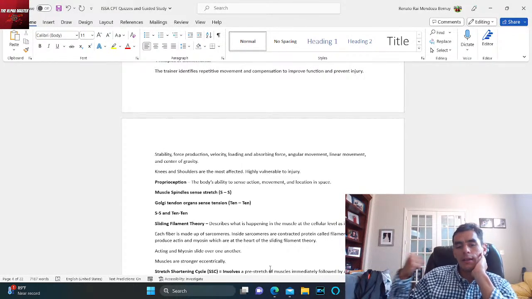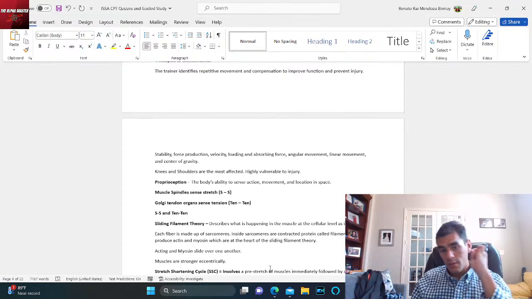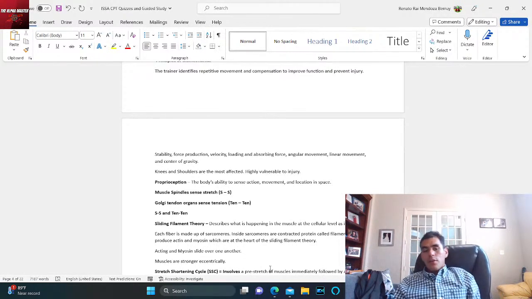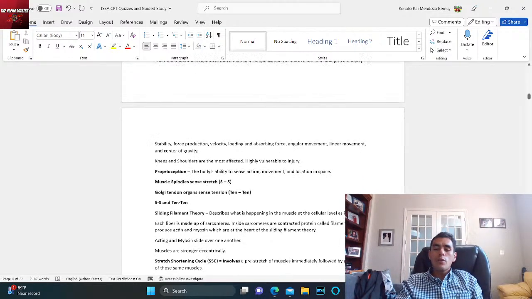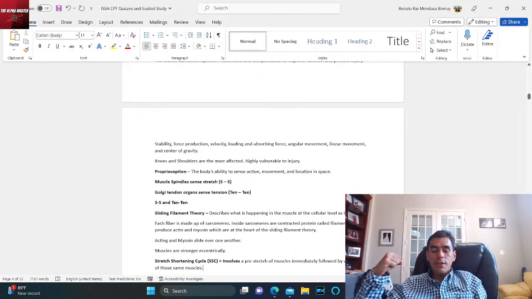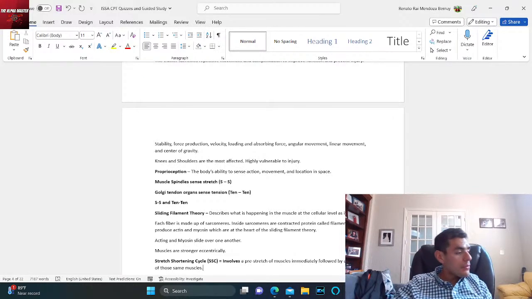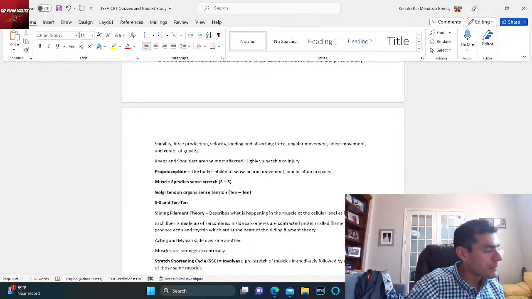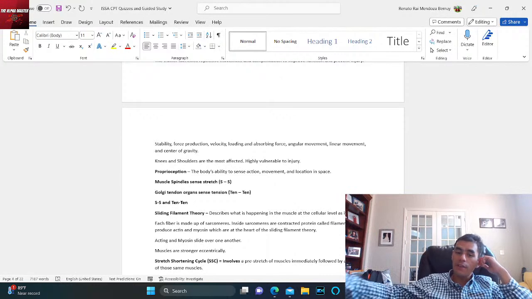The stretch shortening cycle, SSC, involves a pre-stretch of a muscle immediately followed by a contraction of those same muscles.